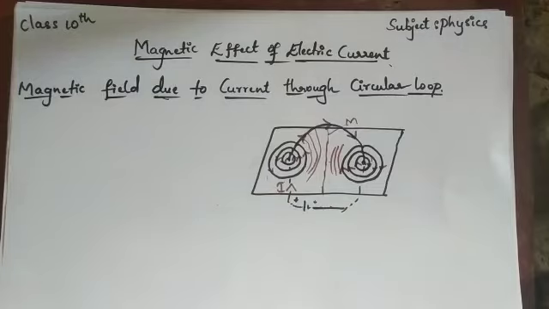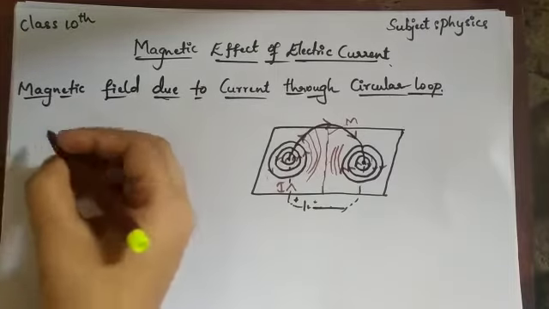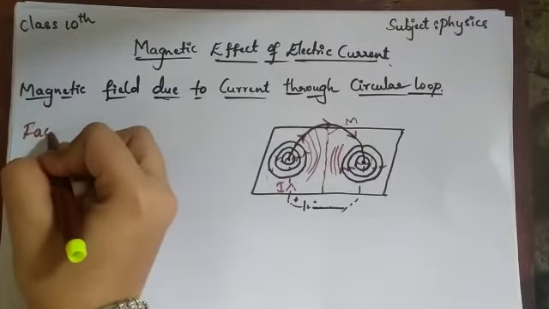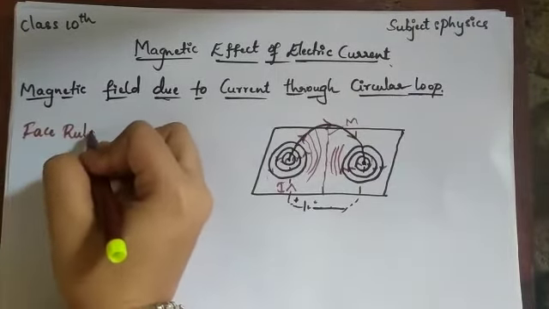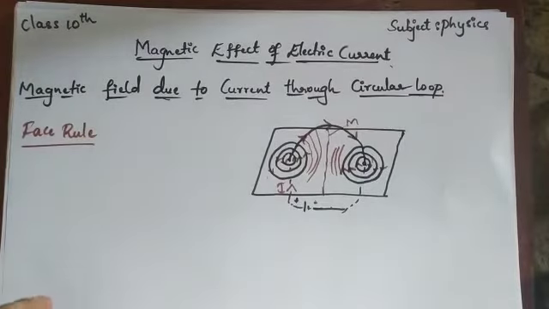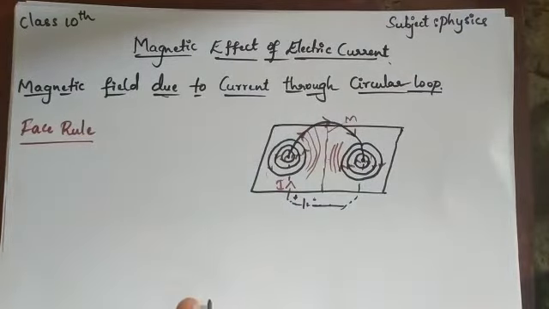So one thing you can predict is, you can take a magnetic compass or a magnetic needle around it, so that you can say which is the north direction and which is the south direction. Another rule is there, that is the phase rule. So what is this phase rule? According to the phase rule we are able to predict the direction, or the polarity, of the magnetic field.